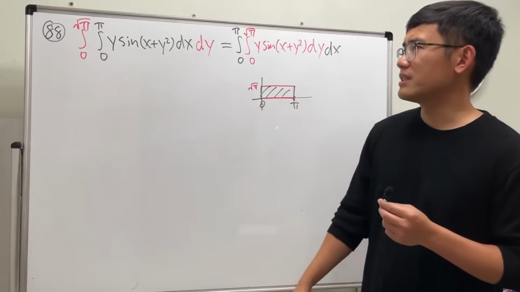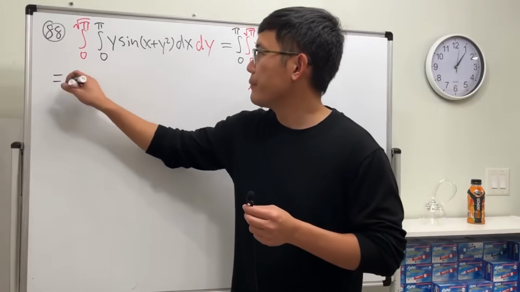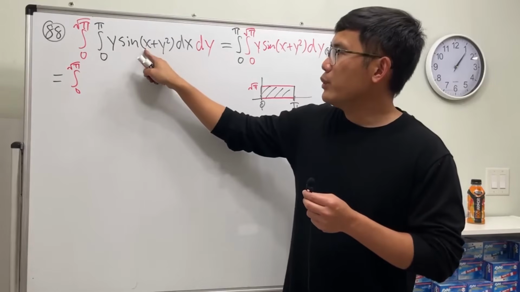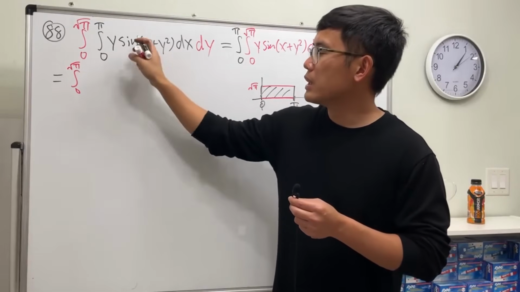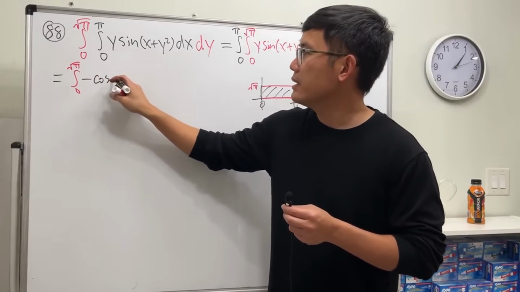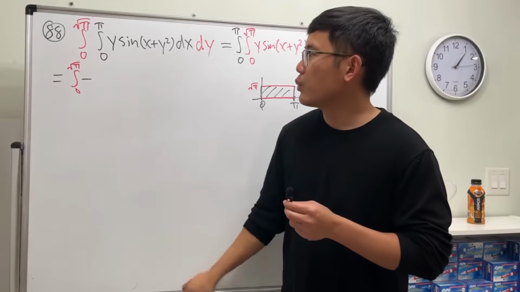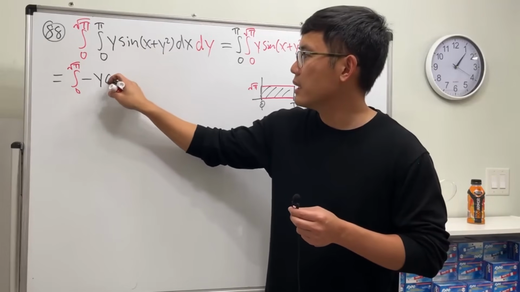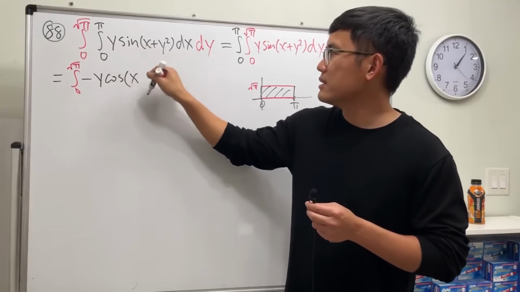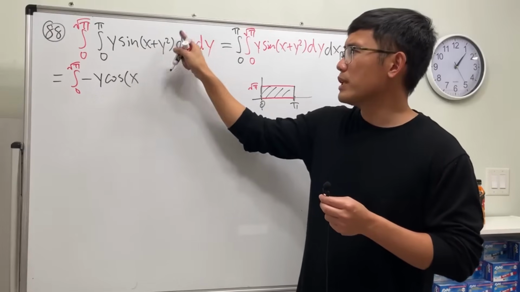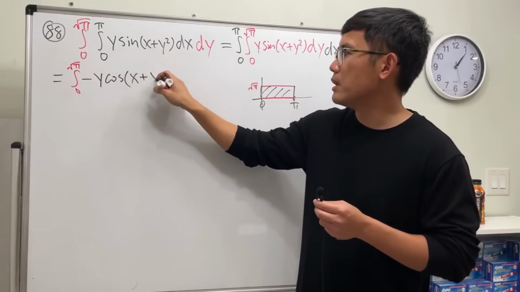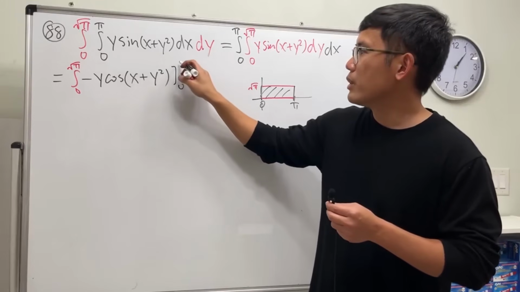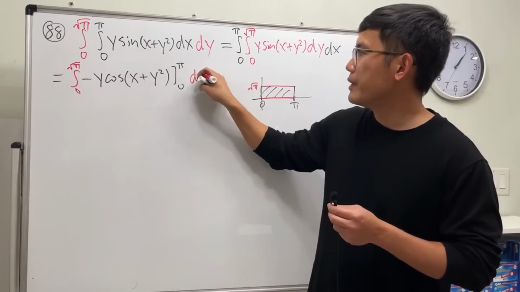So let's just integrate the inside one first. Integral 0 to square root of pi. Integrating x, y are just constants. So we get negative cosine. The y is a constant multiple, we keep it, and then integrate sine, we get negative cosine, and we have x, and the derivative of x plus y squared is just 1, so nothing else we have to worry about. So this is the integral for that, yeah? And then we have to plug in numbers, 0 to pi, dy.